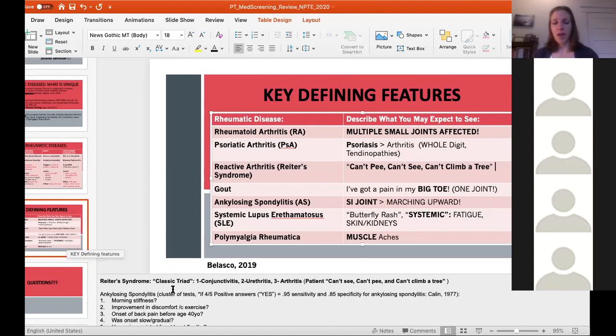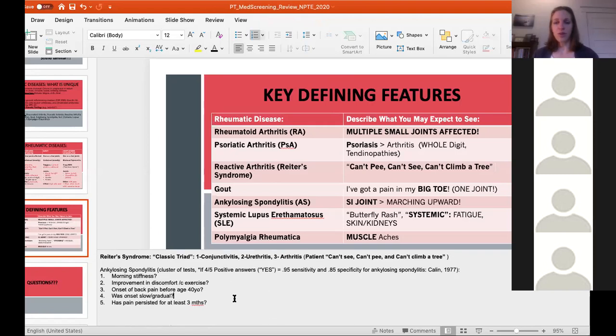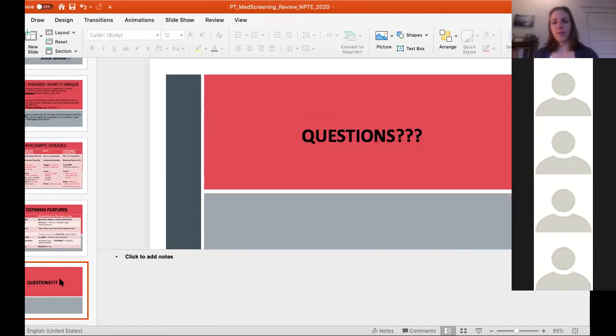Okay, so I think I made it. There are more notes in the notes section for you, and especially on this slide, we have kind of the 5 risk factors for ankylosing spondylitis, but that's what I wanted to get to within this presentation. If you have any questions, please let me know.